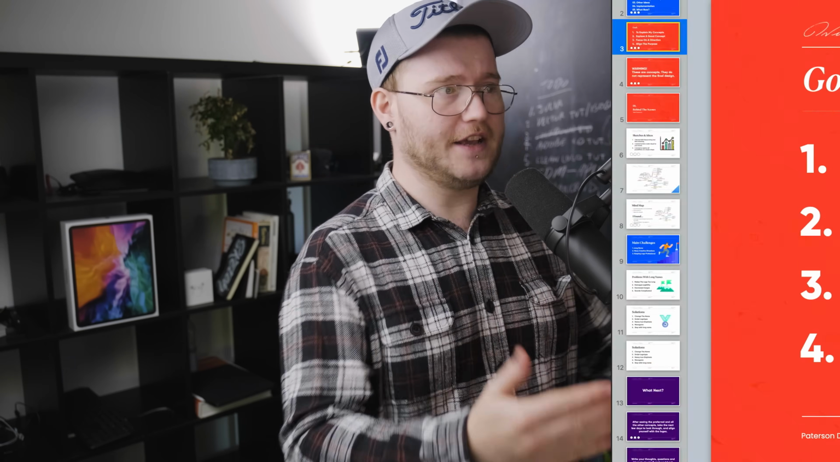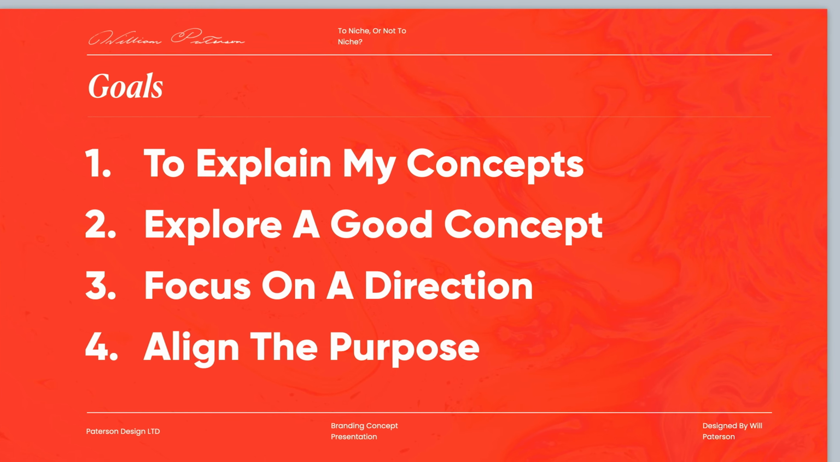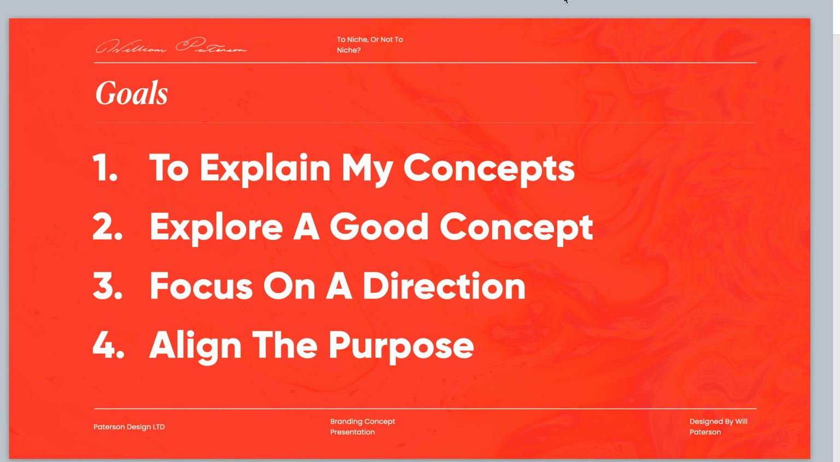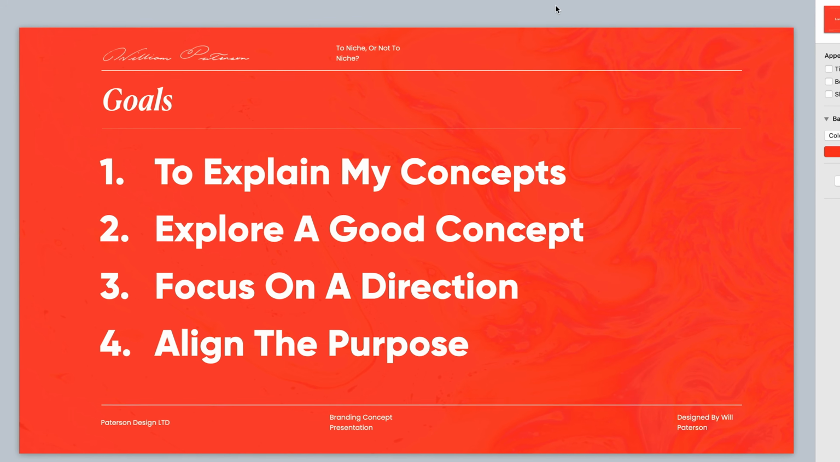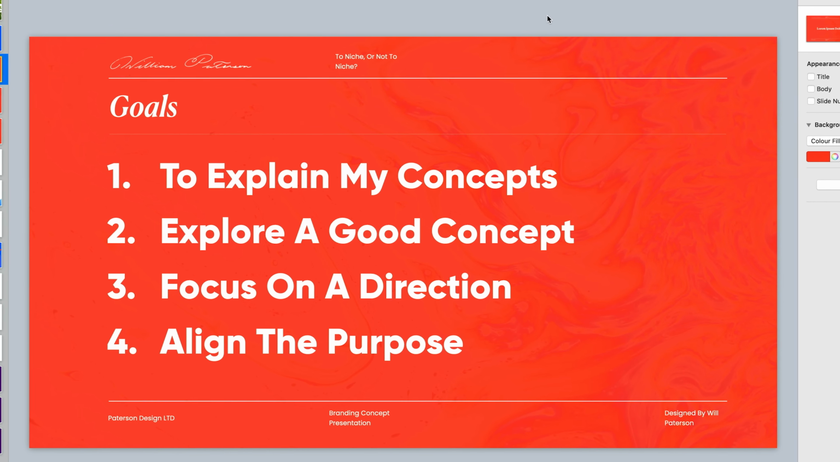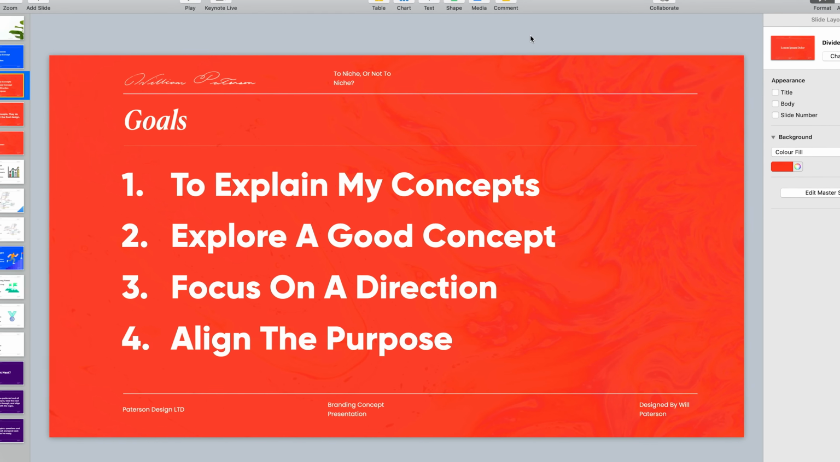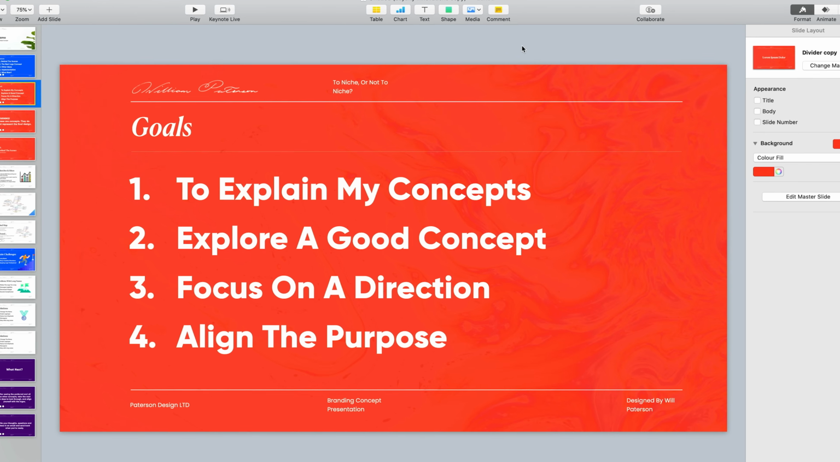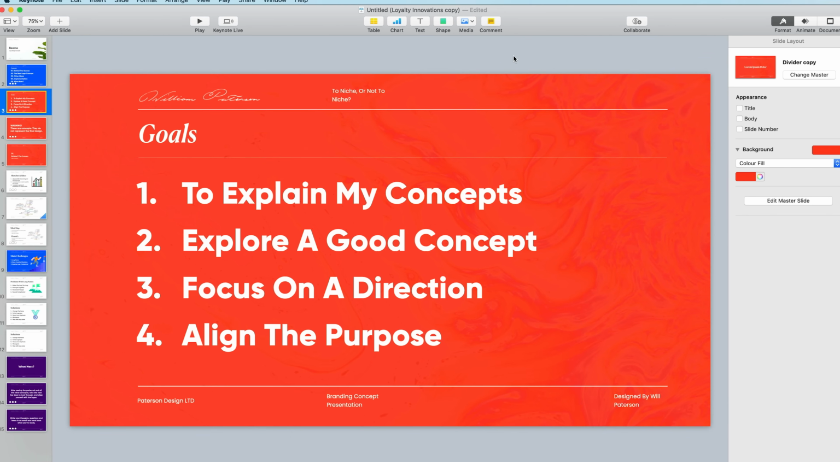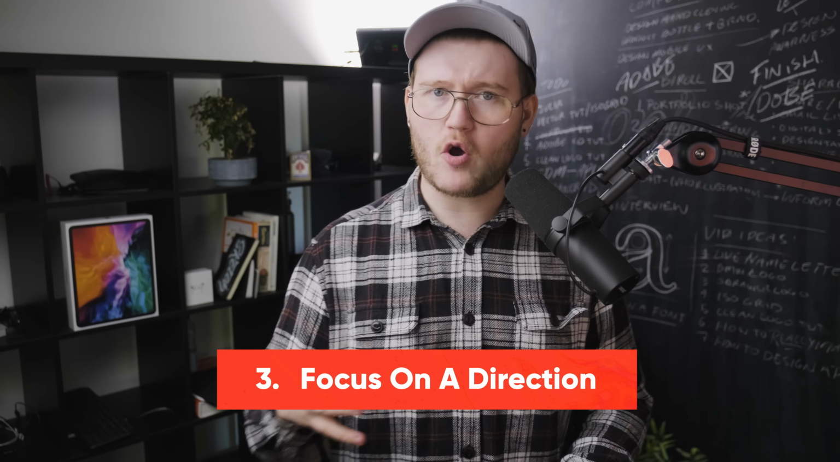things such as this. One, explain my concepts. I want to explain what I've done for you and my ideas. Number two, I want to explore a good concept. So I've got many concepts. I'm going to show you a few, but I want to show you one that I really like and I think will work amazingly for you. Obviously, number three is focus on a direction.